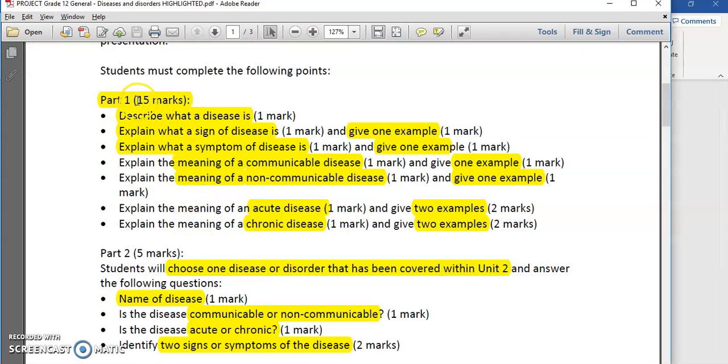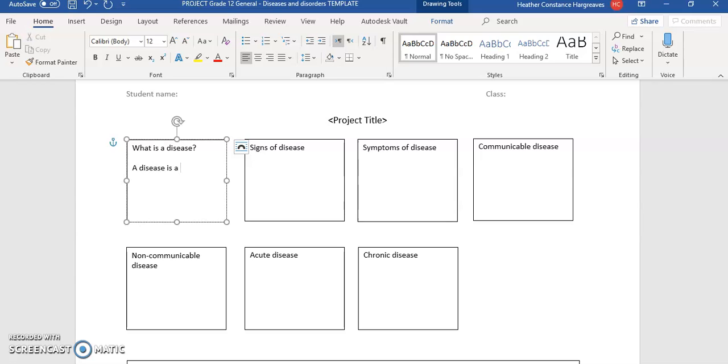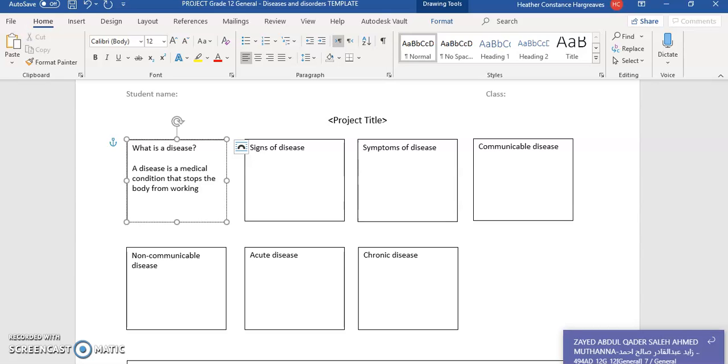So the first part of your project task 1 is asking you for 1 mark to describe what a disease is. So in your template, I have the section for you to enter in that information. So what is a disease? So I'm going to enter in my answer here. A disease is a medical condition that stops the body from working normally.